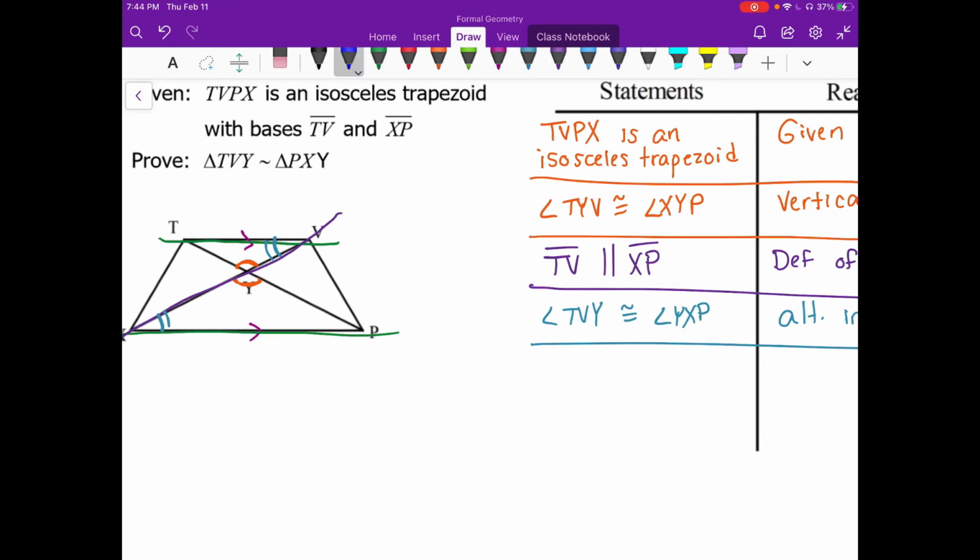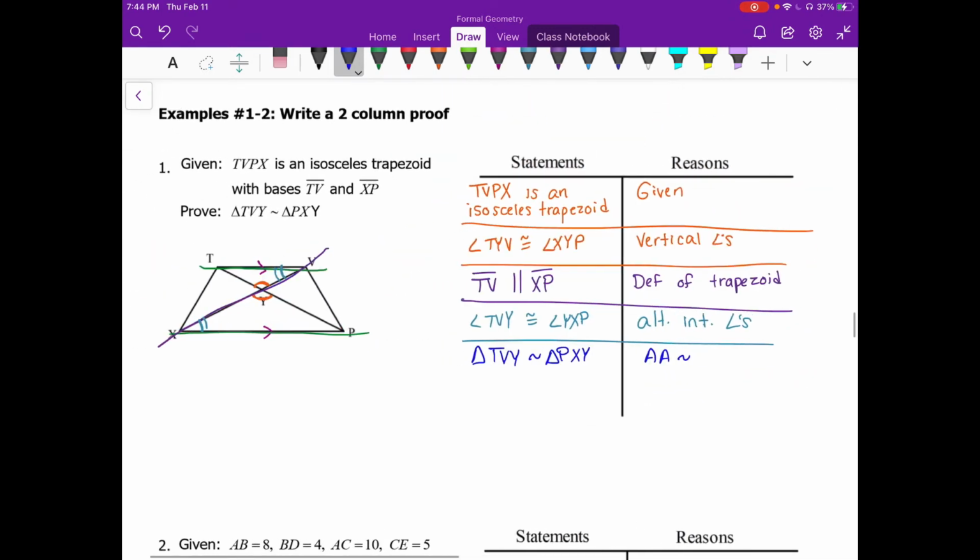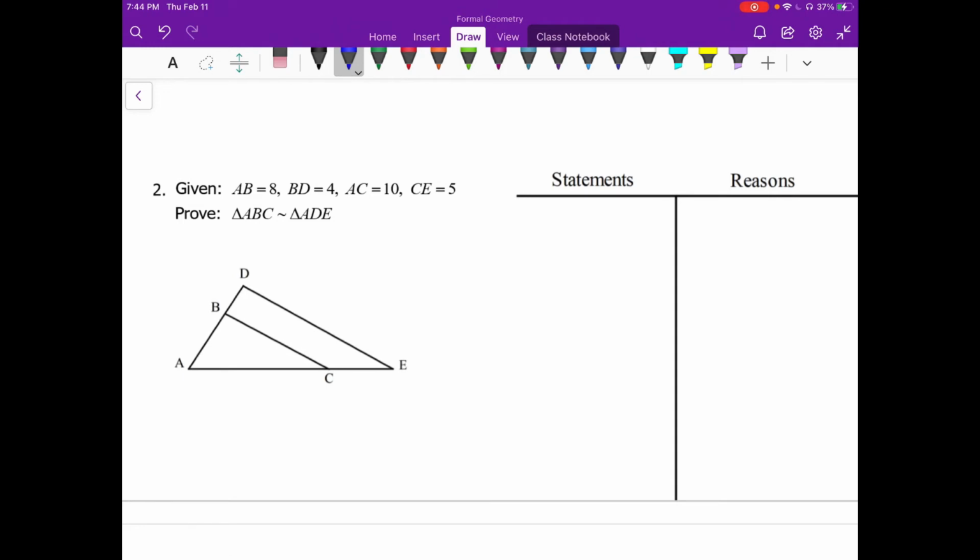So I can now say that triangle TVY is similar to triangle PXY by angle-angle similarity. And that is number 1. Number 2, again, start by writing out your givens. So my given here says that AB is equal to 8, BD is equal to 4, AC is equal to 10, and CE is equal to 5. And that's my given.